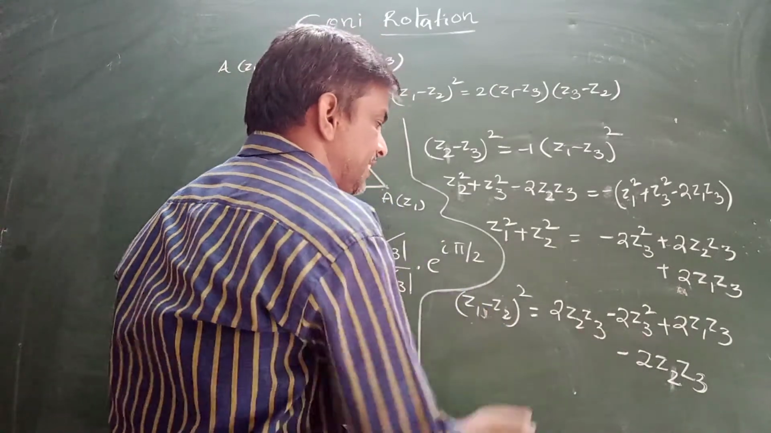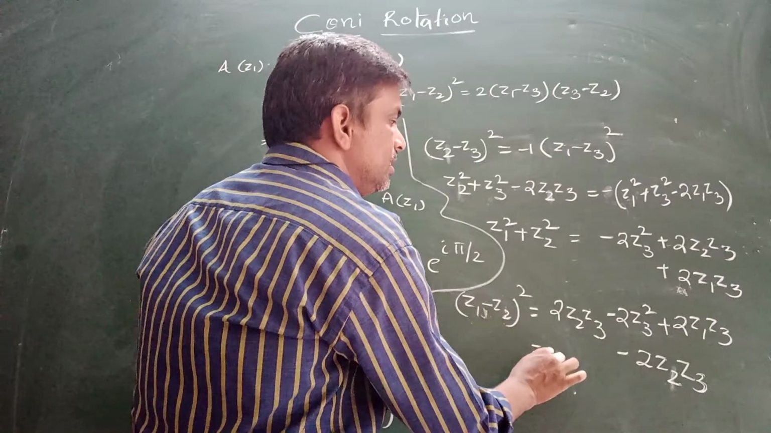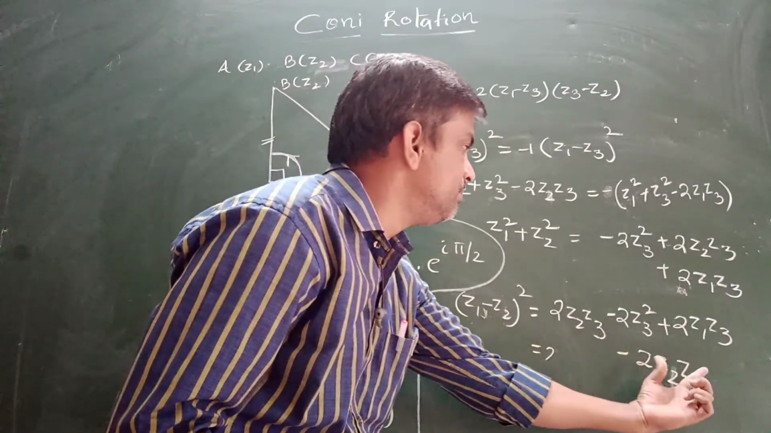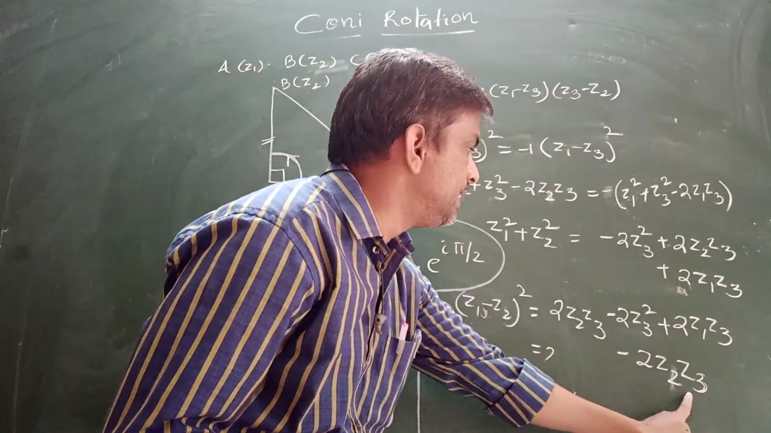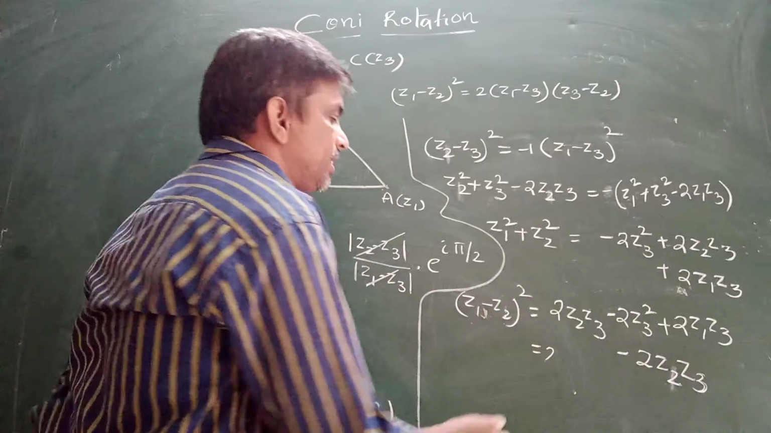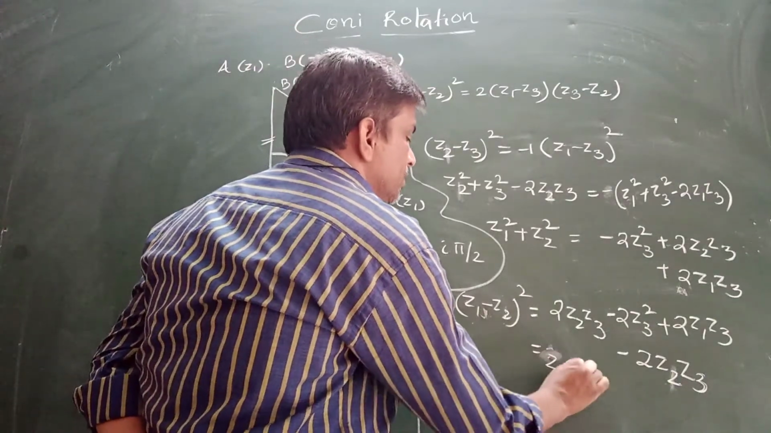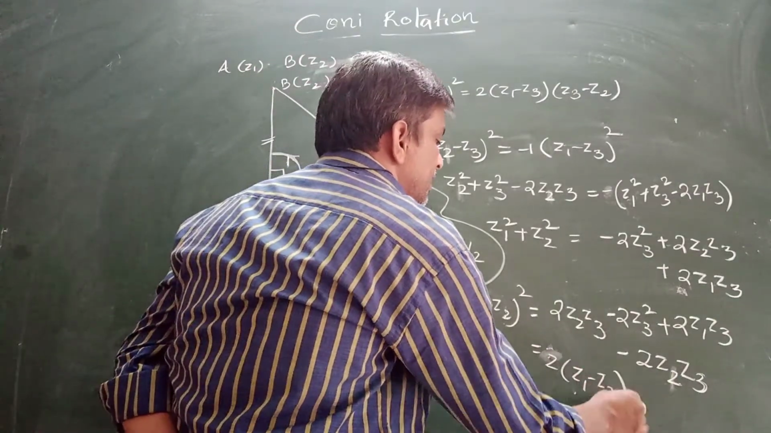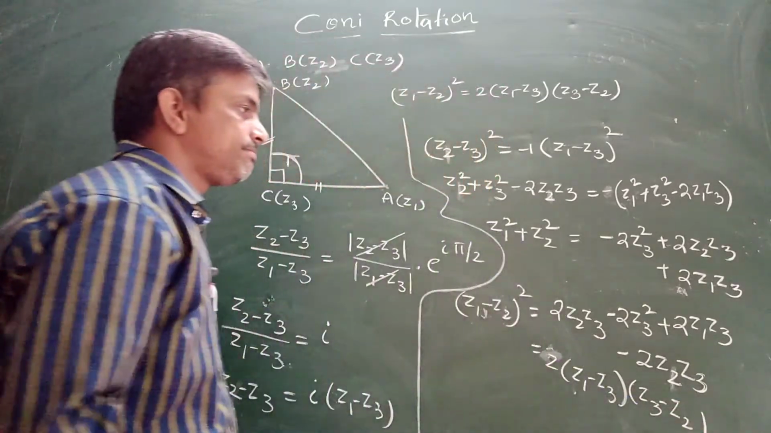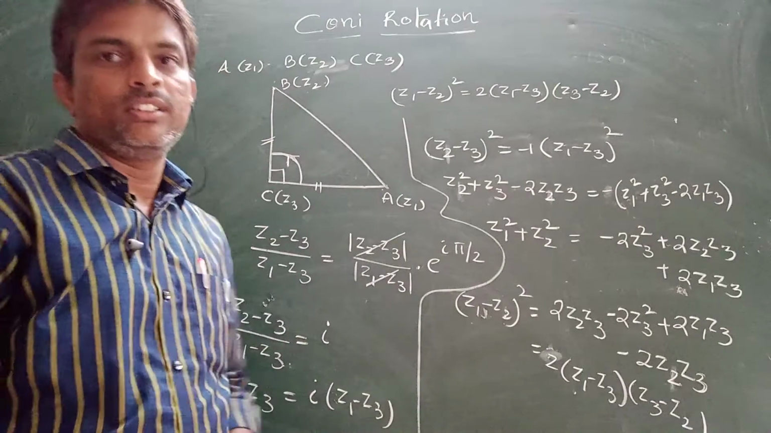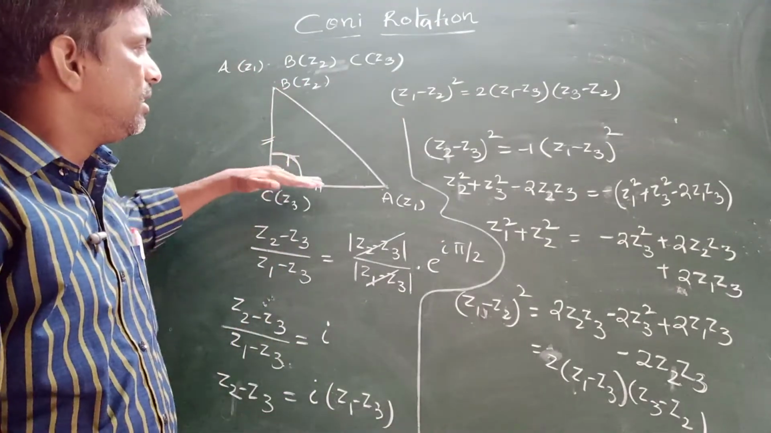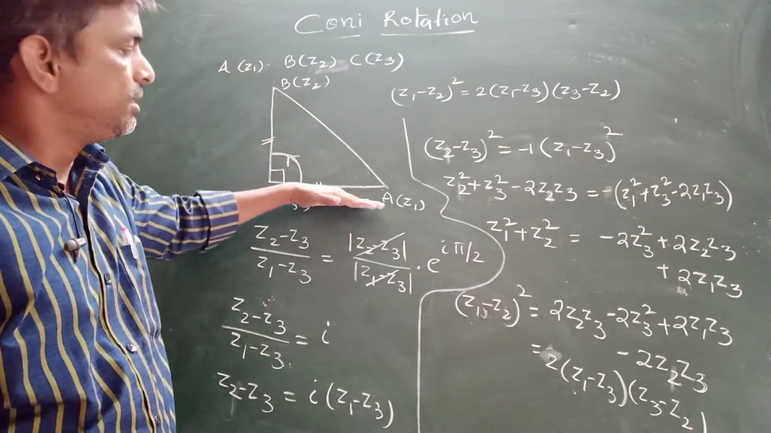2 is common, I can get. Okay. 2 I can take common, right? And from these 2 I can take Z3 common, and from these 2 I can take Z3. So after taking the common, I am going to get 2 times of Z1 minus Z3 into Z3 minus Z2. Okay, that is the result. I hope you understand this. Very simple.